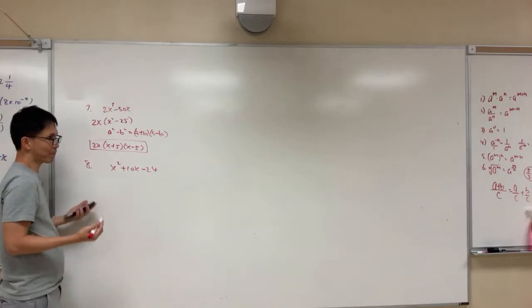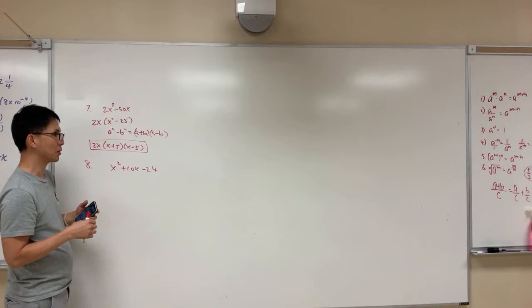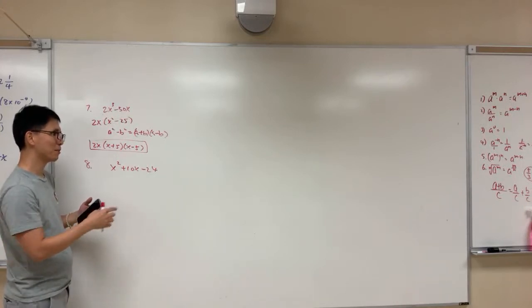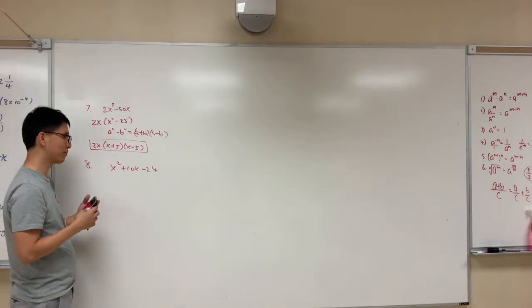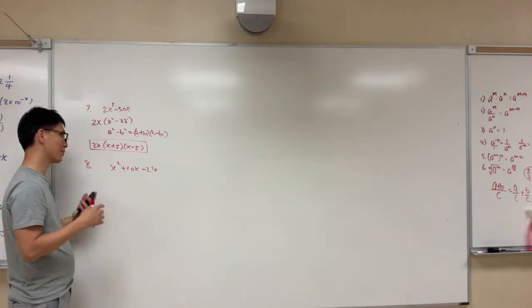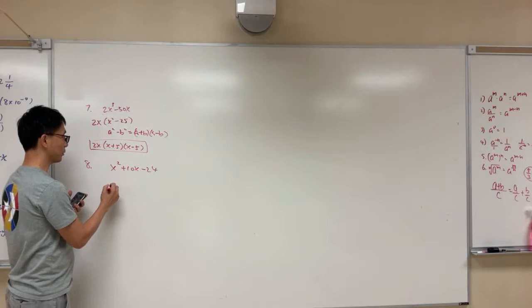So in this case, I visualize 1 and 1, maybe 6 and 4. But the problem is 6 and 4 does not give me 10x, and this is negative 24, so that's probably not the first option I will do. Not 6 and 4 in this case, so it's probably 12 and 2. In this case, it happens to be 12 and 2.